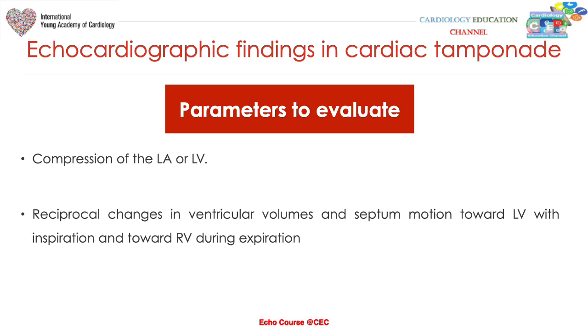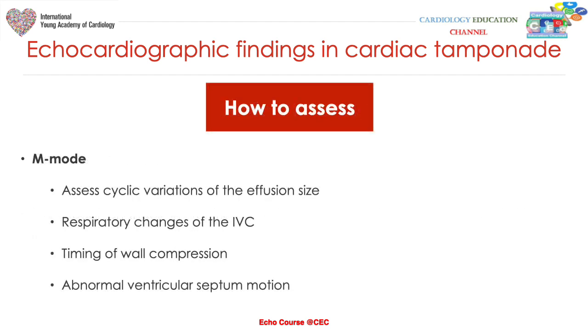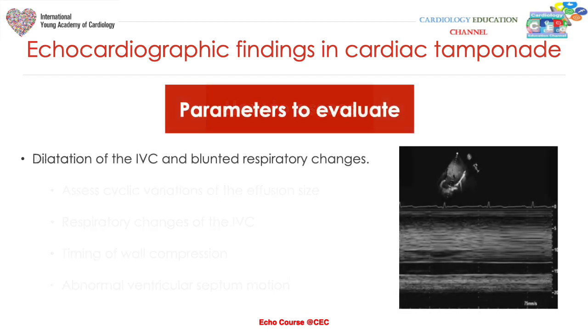Also, you should take care to note the compression of the LA and left ventricle, and the reciprocal changes in the ventricular volume and septal motion toward the left ventricle with inspiration or toward the RV during expiration. And this could be more easily assessed by the M-mode. The M-mode is of critical importance here. You can use it to assess the cyclic variation of the effusion size, the respiratory changes of the inferior vena cava, the timing of the wall compression, and the abnormal ventricular septal motion. As you can see here, if this patient has cardiac tamponade, you can see that the IVC is dilated and non-compressible, not collapsing with respiration.